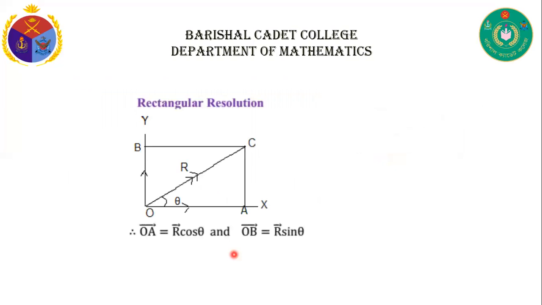Okay, and here is rectangular resolution. Rectangular resolution means one force and its resolved parts along the axes, the x-axis and y-axis. Along the x-axis, the resolved part of R is R cos theta, where theta is the angle between R and the x-axis. And OB equals R sine theta, which is along the y-axis.